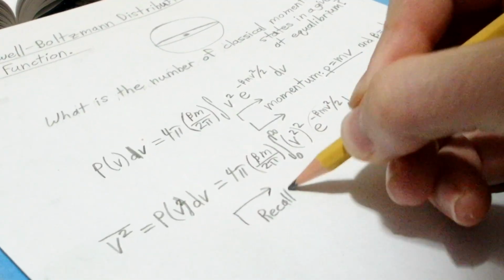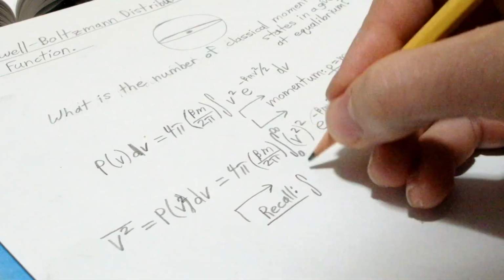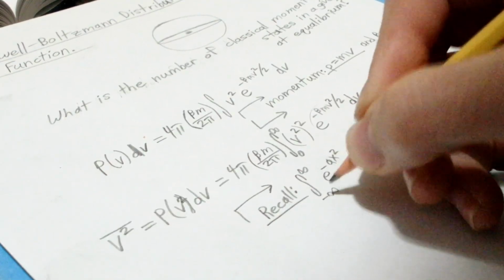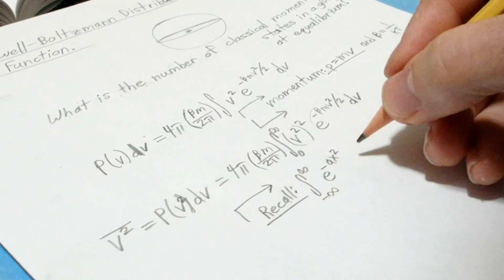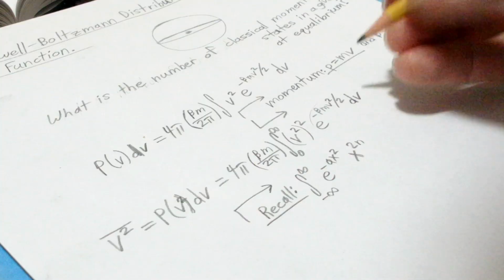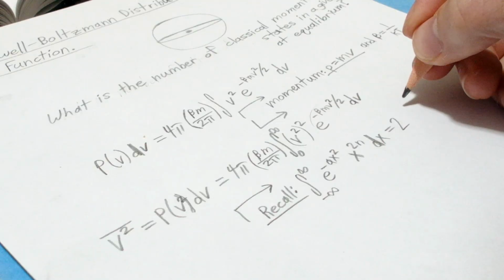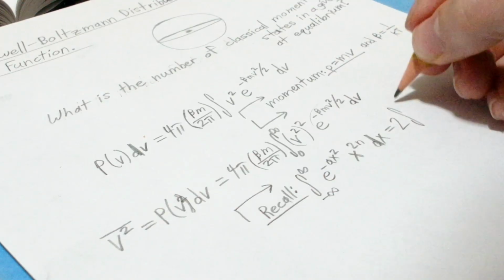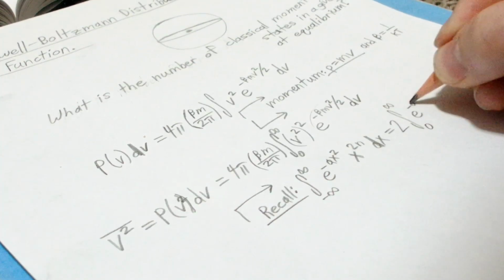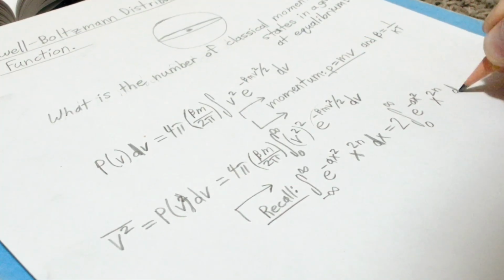To recall this integration system, if we take the integration from minus infinity to infinity of e to the minus a x squared times x to the power of 2n dx, this is equal to 2 times the integration from 0 to infinity of e to the minus a x squared times x to the 2n dx.